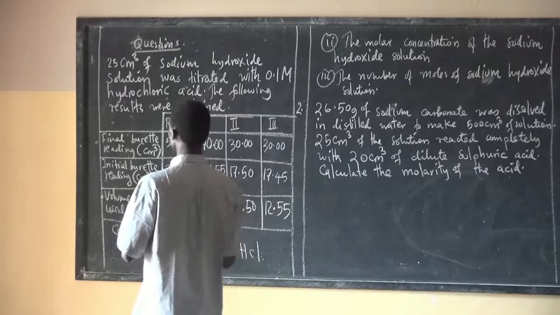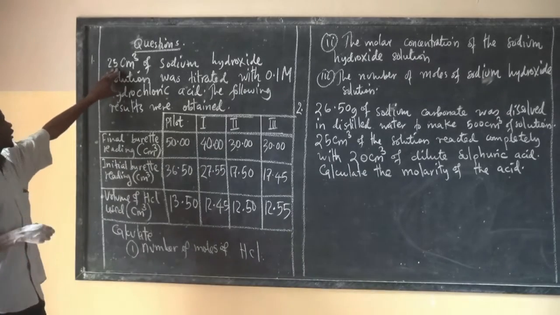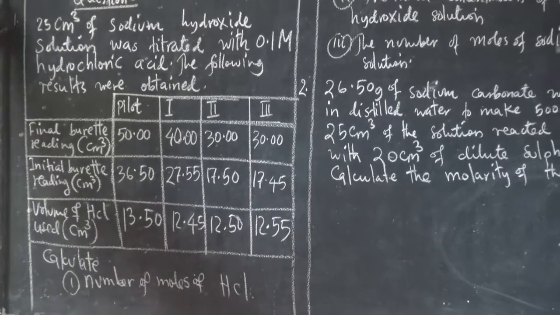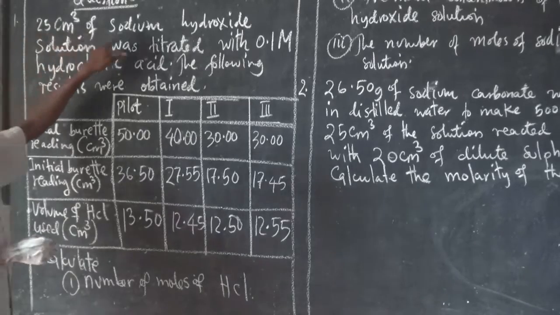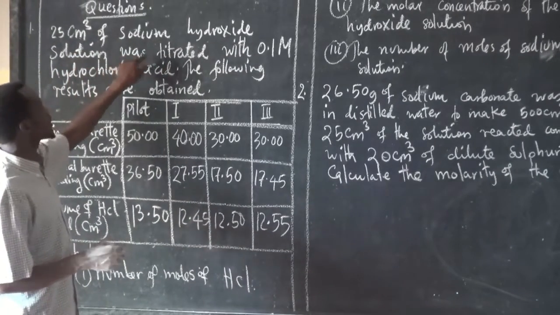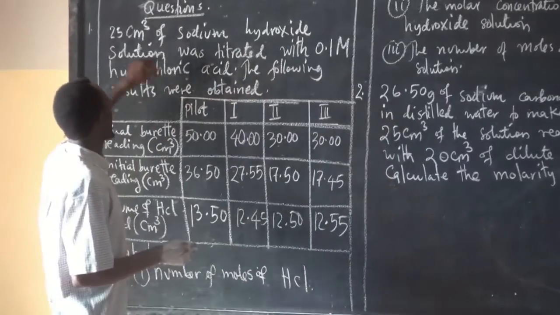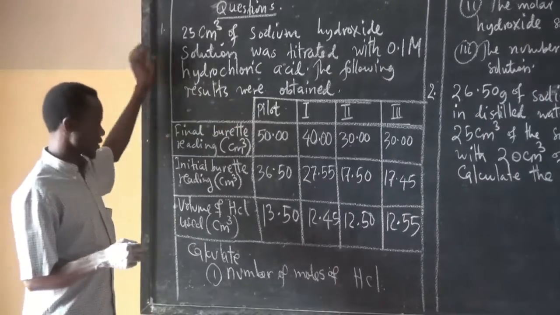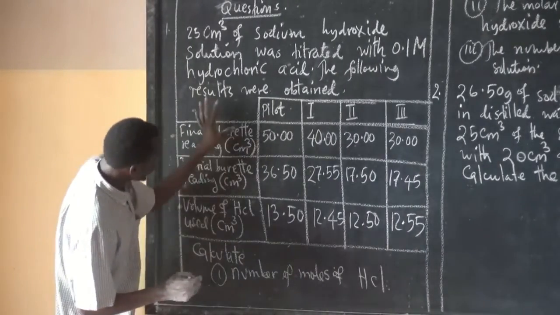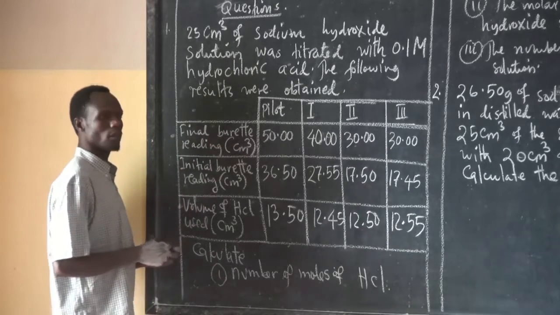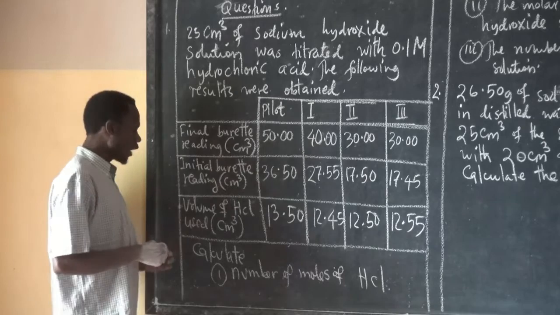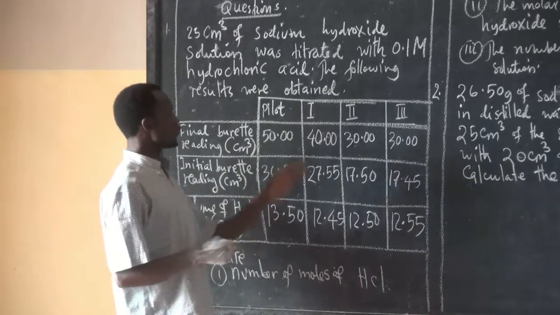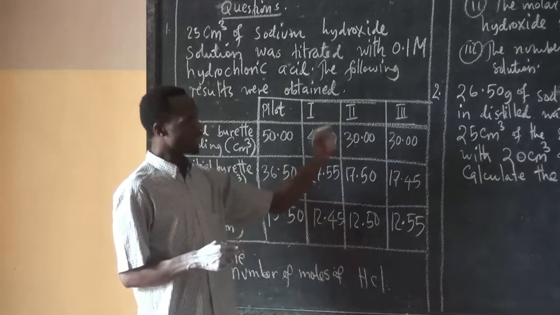The first question is this one. 25 centimeter cubic of sodium hydroxide solution was titrated with 0.1 molarity hydrochloric acid. The following results were obtained. When you look at this table, we have the final burette reading, the initial burette reading, and the volume of acid used. We have the titrations 1, 2, 3.